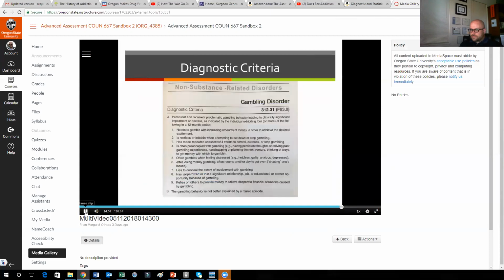Here is the DSM-5 listing for gambling disorder. We see the criteria is very similar to the criteria for substance use disorder, including needing to gamble with increasing amounts of money to achieve the same effect, restlessness or irritability when attempting to cut down or stop gambling, repeated unsuccessful efforts to control, cut back, or stop, preoccupation, using when feeling distressed, and we see additional criteria there.